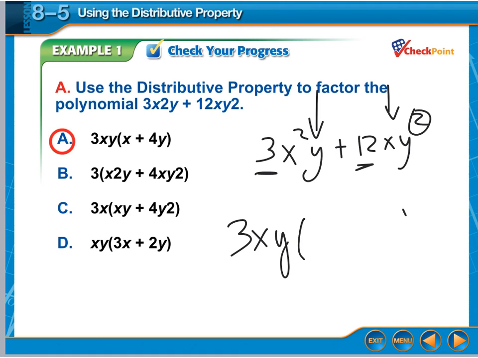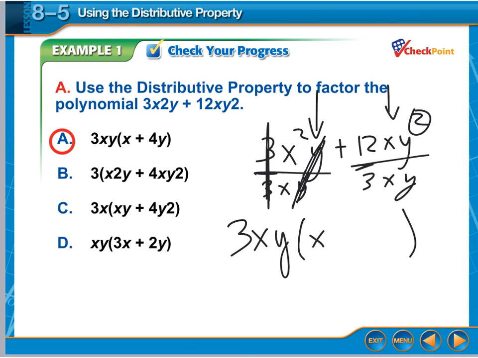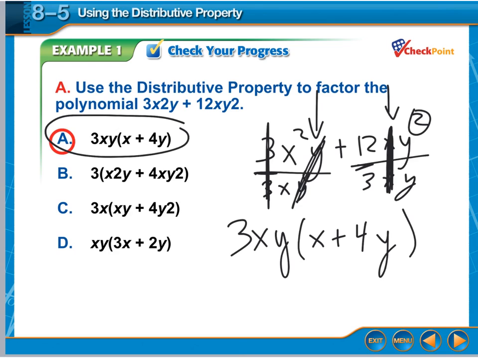Now we divide each term by that common factor. So 3xy and 3xy. So here the y's would cancel, right? And the 3's would cancel. And then x squared over x is x. And on this one, the x's cancel. And so 12 divided by 3 is 4. And y squared over y is y. And there is your answer.